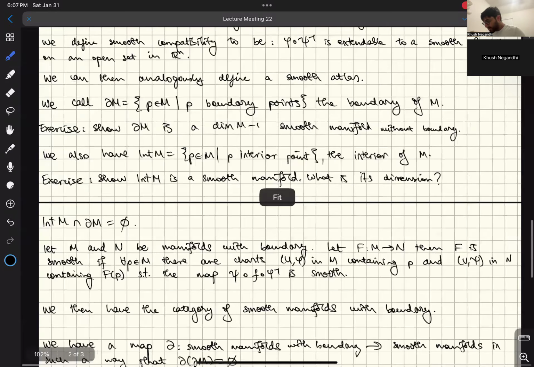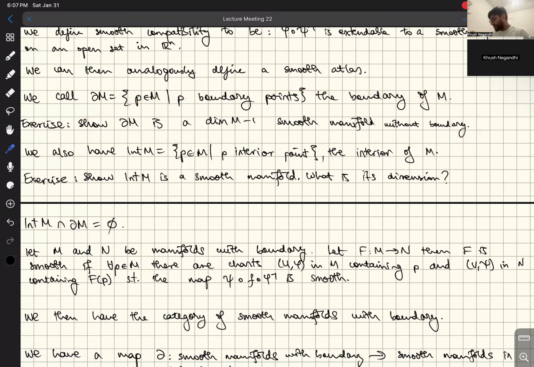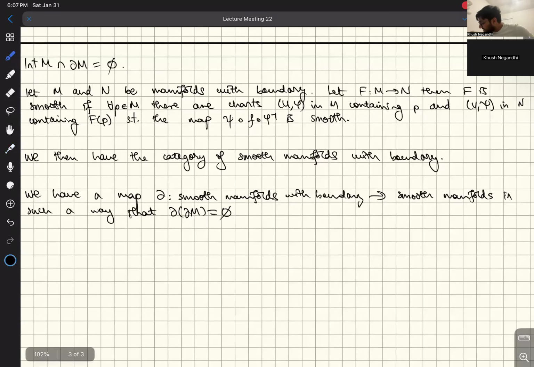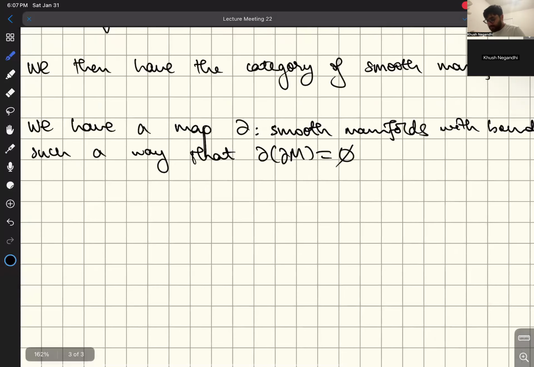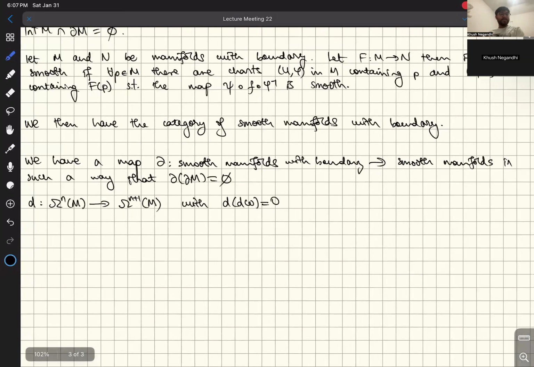This is because we proved here that the boundary of the manifold is a manifold without boundary. So the boundary of the boundary is empty. And in some sense, there's a sort of duality going on here, right? Because we have a map d that takes n-forms on M into (n+1)-forms on M with d composed with d equal to zero, or in other words, d of d omega was zero. But in this case, instead of going up a dimension, we're coming down a dimension. So the boundary maps you down a dimension.